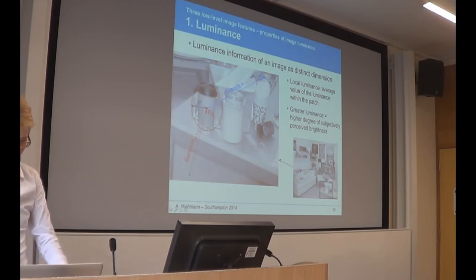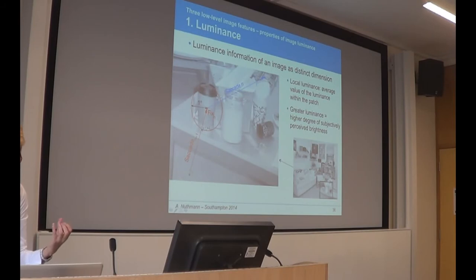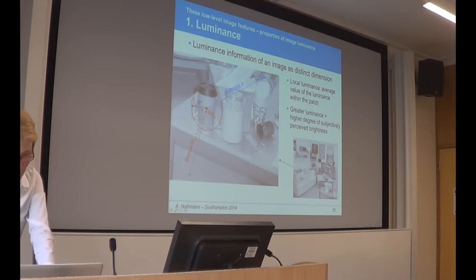And as low-level image features, we examined 3 measures that characterize different properties of image luminance. So just quickly, you can actually separate the luminance information from the color information, and this is the resulting luminance map for our basket scene. And local luminance was now defined as the average value of the luminance within the patch, and greater luminance just means the higher degree of subjectively perceived brightness.